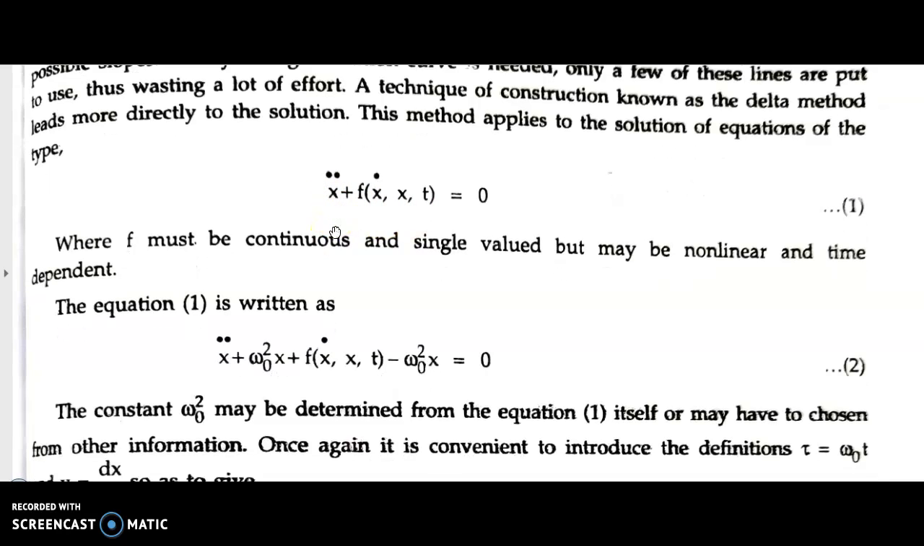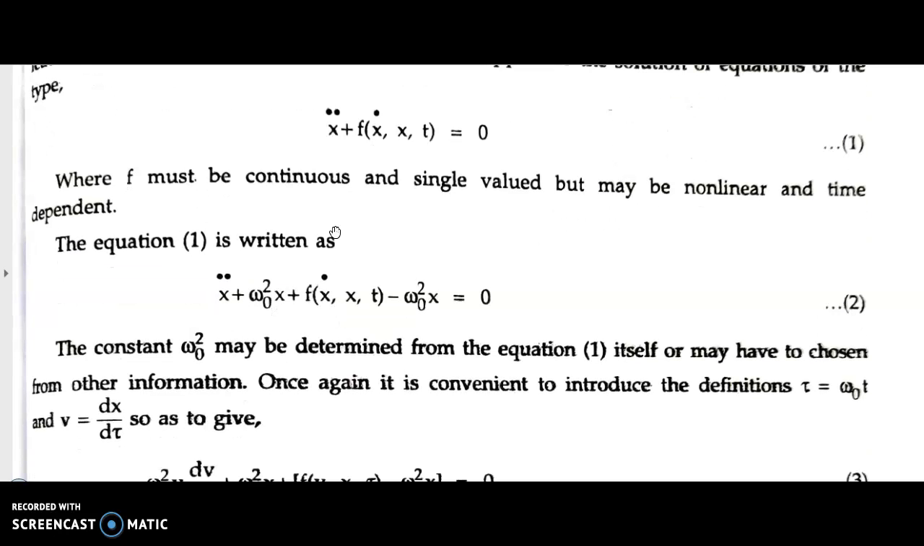We can write this equation like this: add and subtract omega naught square x. There is no difference between the first equation and the second, I am just adding and subtracting this term. Here omega naught square may be determined by using the first equation, and we can use the remaining information to solve this.